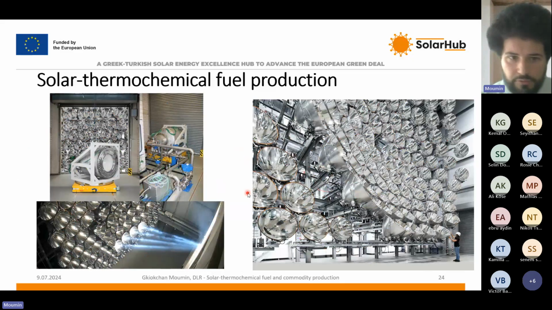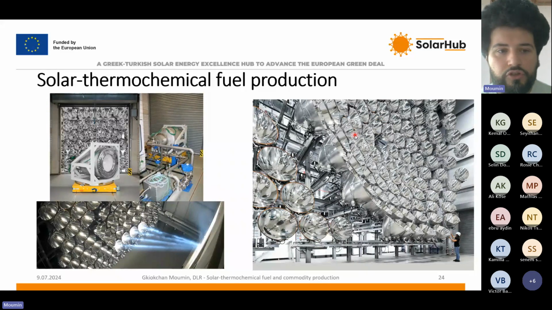Here you can see some tests we performed. We have quite big installations with artificial lamps, so we imitate the sunlight to have really stable conditions. You can see the size of the receiver. You can see one exemplary operation. And here again, a person to indicate the size of the whole system.